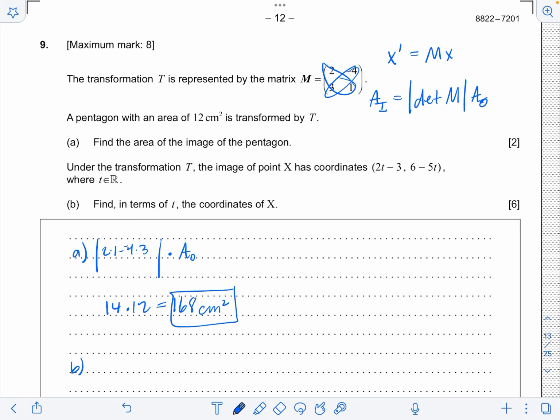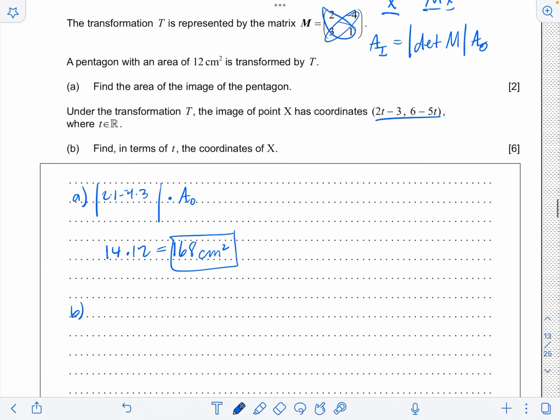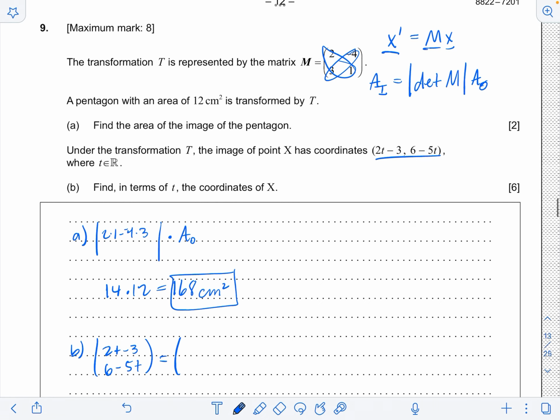That's A. For B, we're going to go back to use this formula. We get our transformed image by multiplying the transformation matrix by our original xy point and find our new point. This time for part B, we're given the image, and so we can write that with its position vector: 2t minus 3, 6 minus 5t would be equal to matrix M, or 2, negative 4, 3, 1 times xy, the original point. And we're trying to find the original coordinates of x in terms of t.